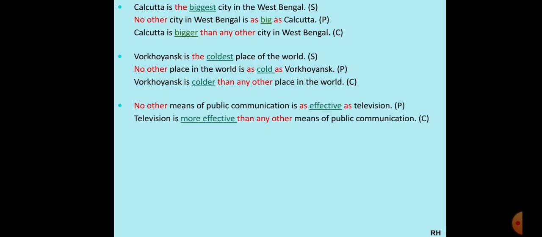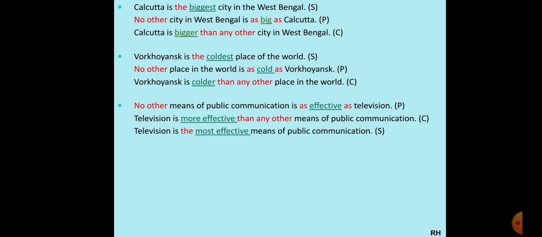So you need to count. Effective has more than 6 letters. So we have added the word more in the beginning of effective to make it comparative. So television is more effective than any other means of public communication. Now to form the superlative, we will add "the" and "most": most effective, right? More will become most. Television is the most effective means of public communication.